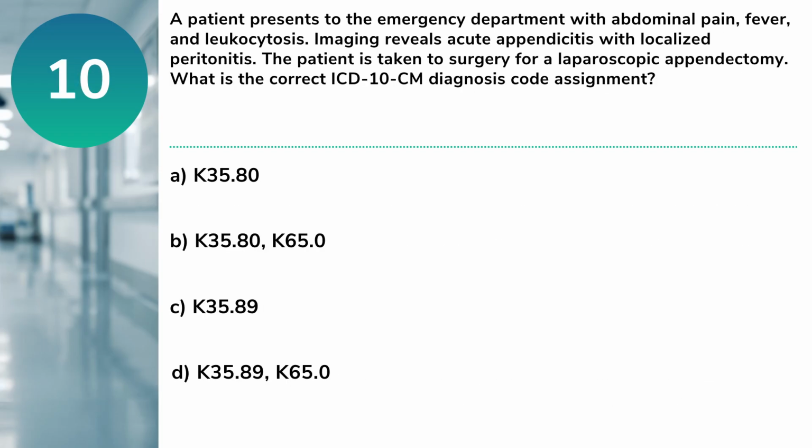Question 10. A patient presents to the emergency department with abdominal pain, fever, and leukocytosis. Imaging reveals acute appendicitis with localized peritonitis. The patient is taken to surgery for a laparoscopic appendectomy. What is the correct ICD-10-CM diagnosis code assignment? A. K35.80. B. K35.80, K65.0. C. K35.89. D. K35.89, K65.0.